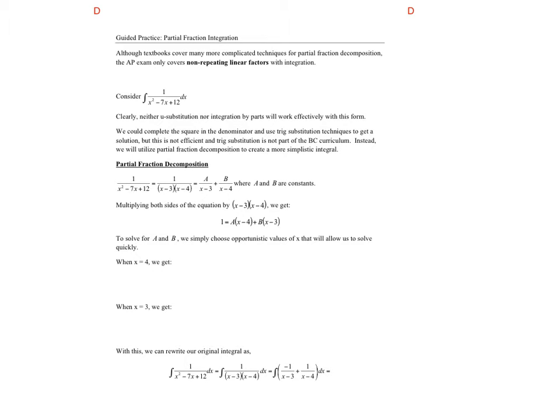So this is on partial fraction integration, and the AP exam only covers non-repeating linear factors. So later on, we'll get an example here of what a repeating linear factor looks like, just so you get the idea of why we're not going to do it. Or if you look at the Google slide notes, there is an example, and it actually goes over like 6 different slides on how long it takes to solve those.